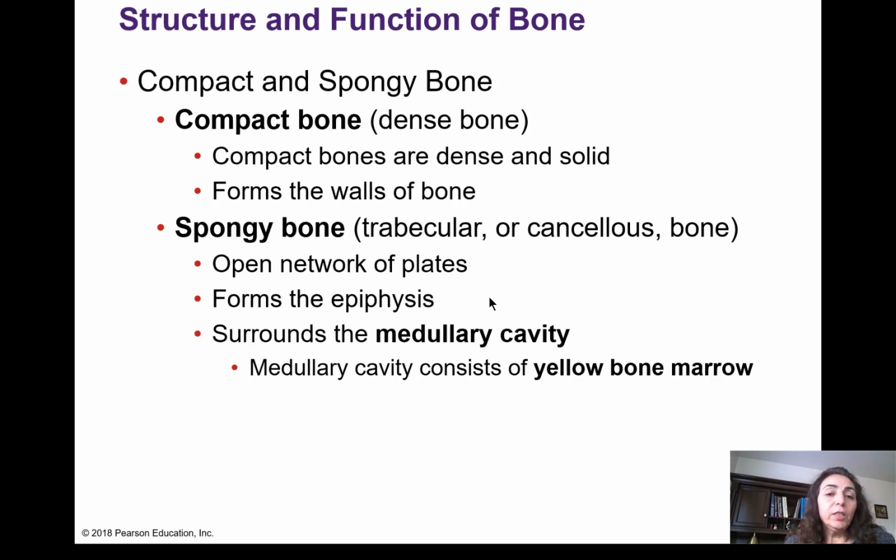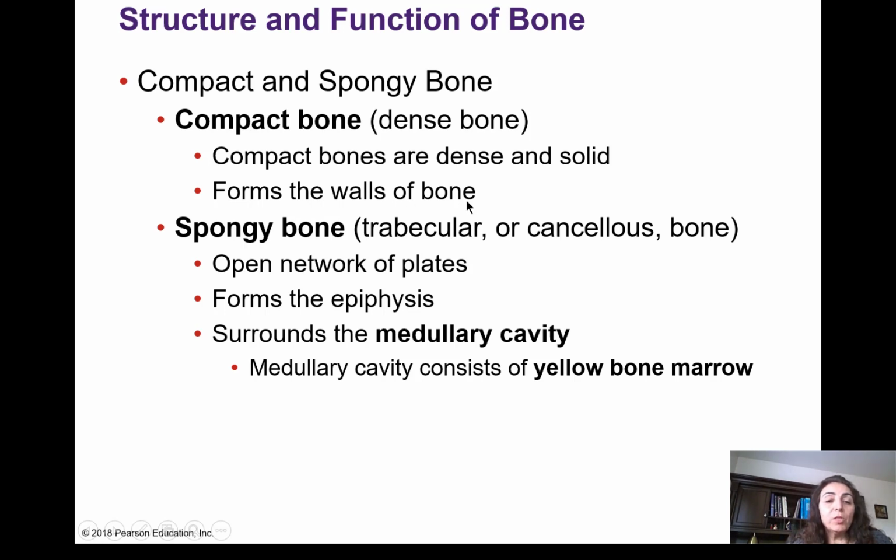So for the types of bone, we have two types of bone in general. Compact bone, another name for that is dense bone. The one that I just showed you was a compact bone. The other type is spongy bone, that is also called trabecular bone or cancellous bone. And now compact bone is dense and solid, as I showed you, and forms the walls of the bone.